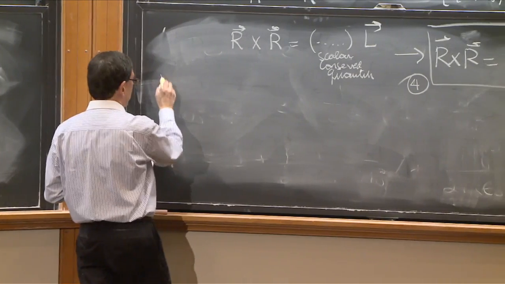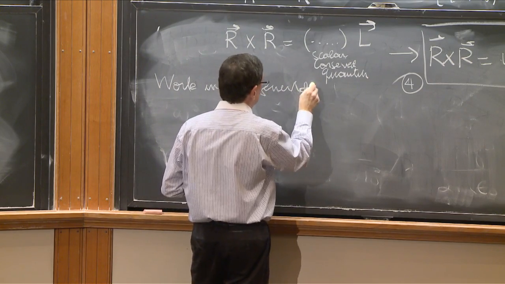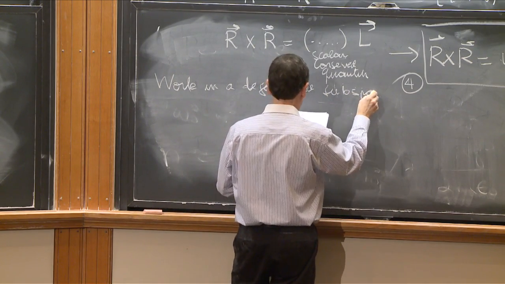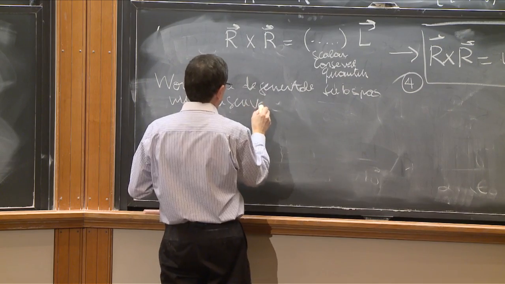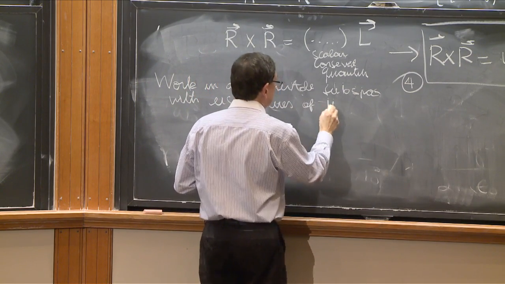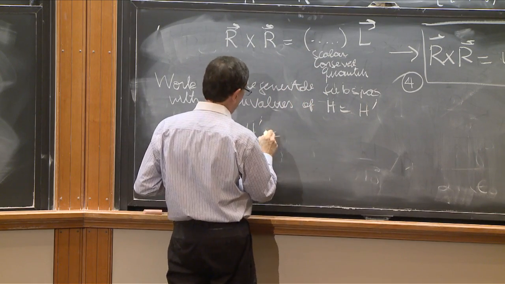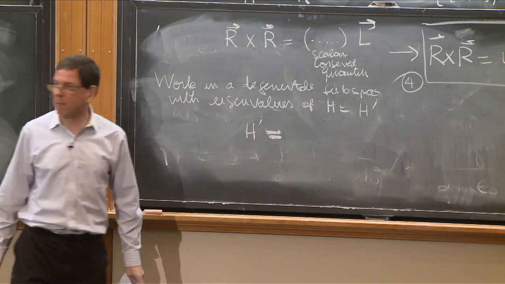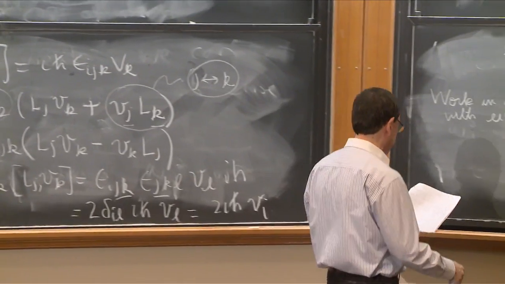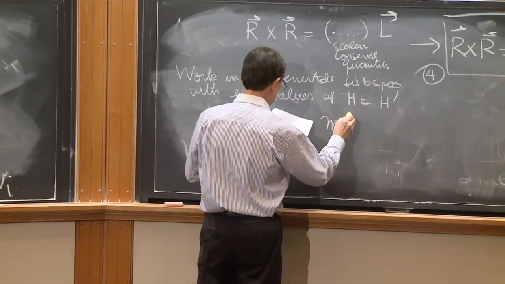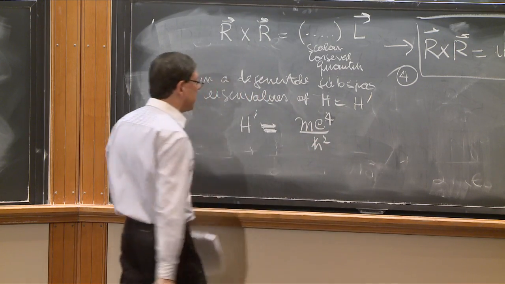So let me say it here. We'll work in a degenerate subspace with eigenvalues of H equal to H prime, where H prime, now I want to write some numbers here to simplify my algebra. So without loss of generality, we put what is dimensionless, this is dimensionless.